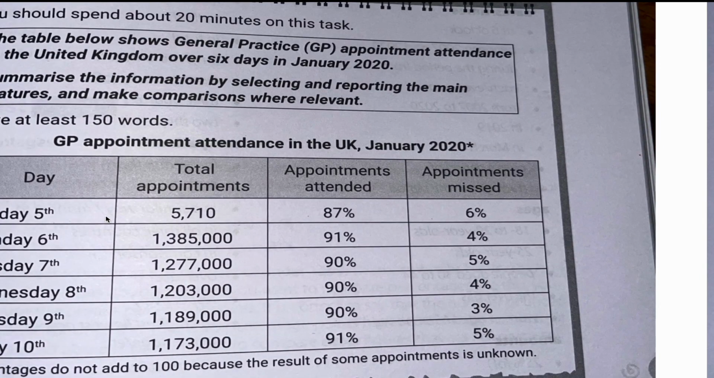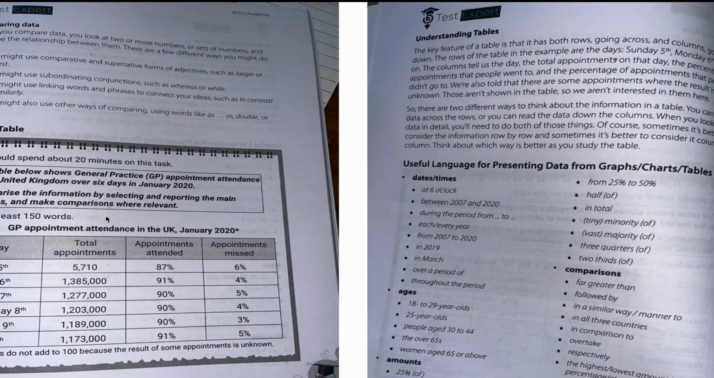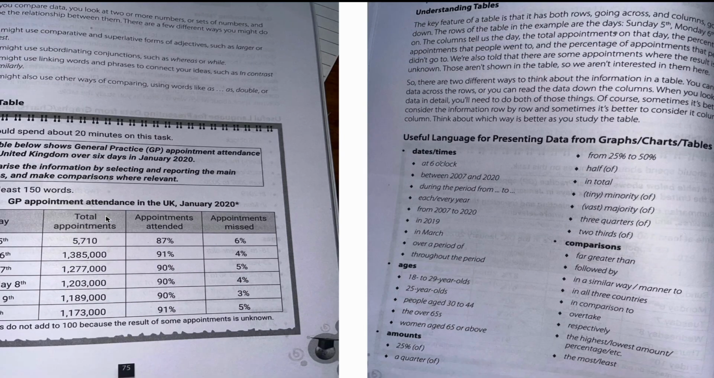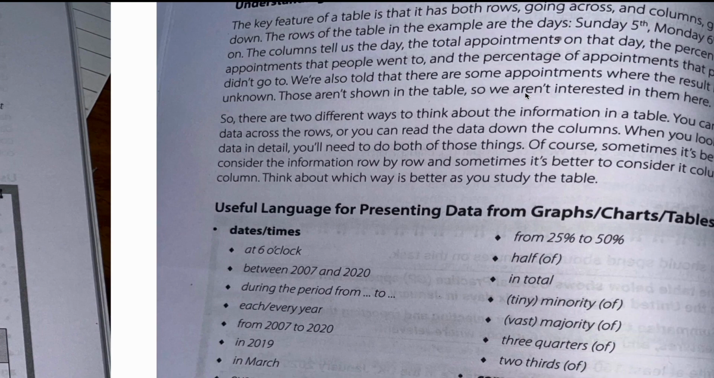A table is given wherein GP appointment attendance in the UK is shown, with the total appointments, the appointments which are attended and the appointments which have been missed. You are supposed to describe the data which has been presented in a tabular format. Pause the video and read this if you are not aware of tables, but I think you all might be. Okay.